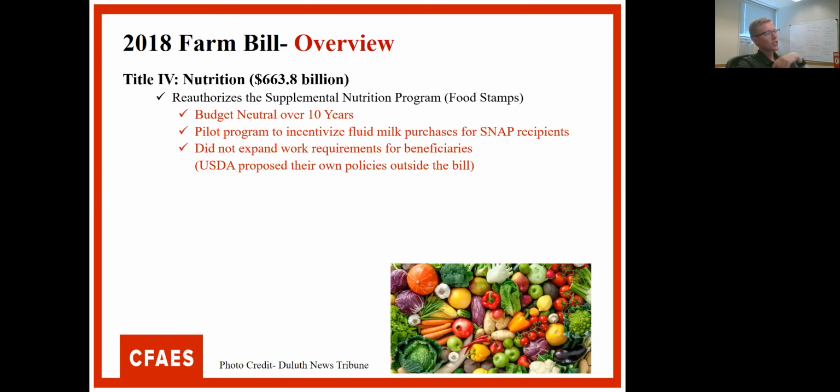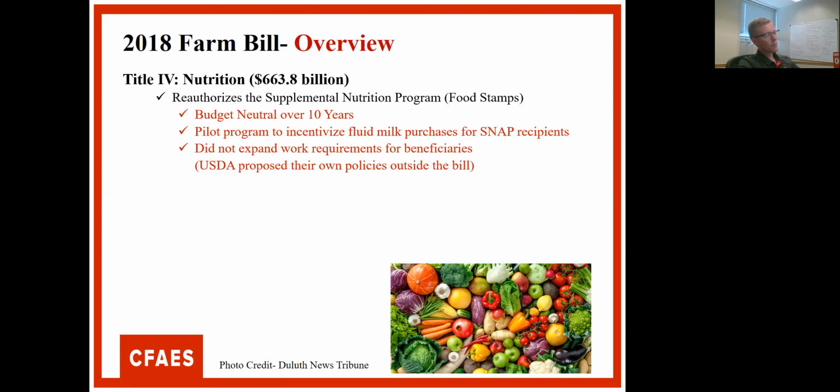If we look at the nutrition title, again, it's one of the biggest ones. It was left budget neutral over a 10-year period. It did create a pilot program to help incentivize fluid milk purchases for SNAP recipients. That was something that has shown up to be a little bit of a burden in terms of how can SNAP recipients buy fluid milk when food banks don't have the access to store cold milk. And so that created a pilot program for that.